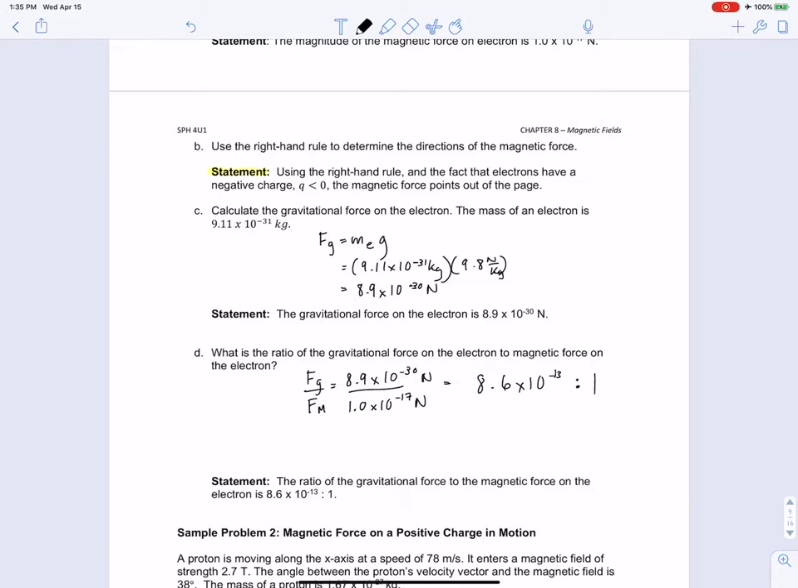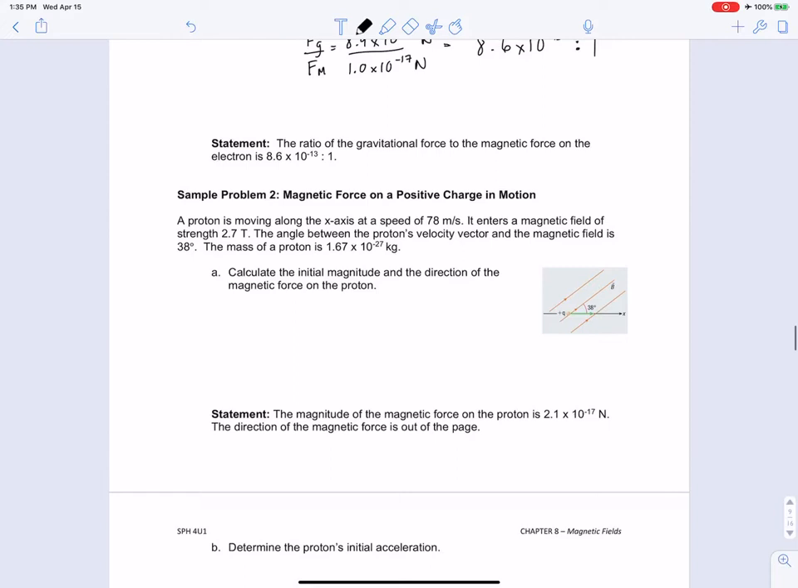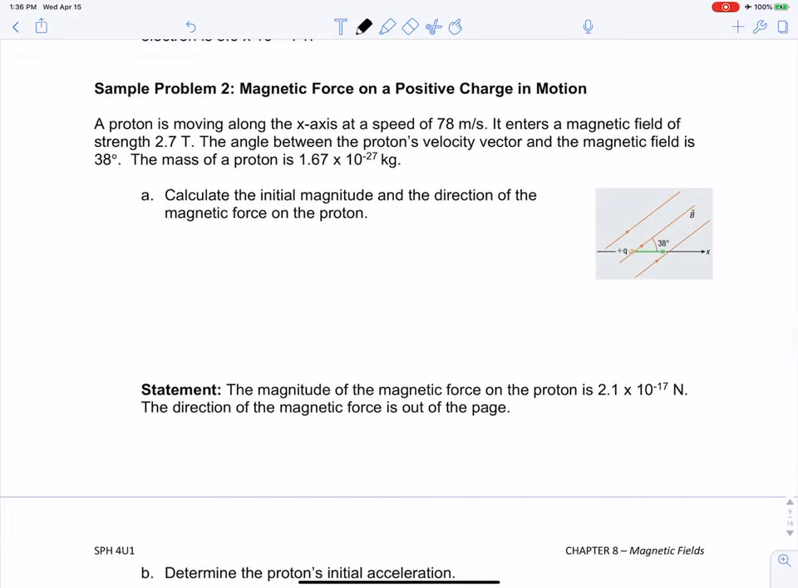Okay, let's try sample problem number 2. A proton, and I'm just going to write off to the side here, Q is greater than 0. That will affect our right-hand rule for charges and magnetic fields. It is moving along the x-axis at a speed of 78 meters per second. It enters a magnetic field of strength 2.7 Tesla. The angle between the proton's velocity vector and the magnetic field is 38 degrees, and the mass of the proton is 1.6 times 10 to the power of negative 27 kilograms. Calculate the initial magnitude and direction of the magnetic force on the proton.